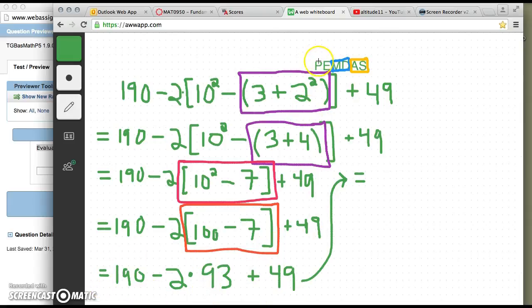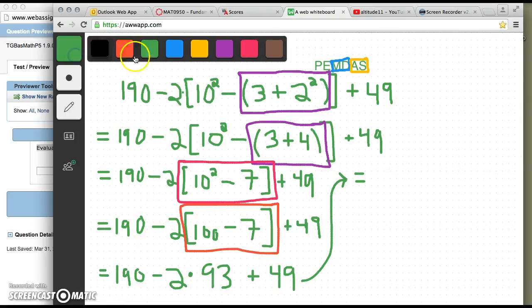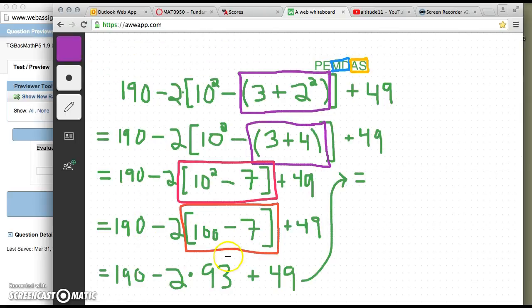So we come up here, are there any parentheses to take care of? No, we took care of both of our sets of parentheses. Moving on to exponents. Are there any exponents? Are there any numbers taken to powers? No, there are not. All right, so we move on to our next, which is multiplication or division. Is there any multiplication or division? And there is. We see that we have some multiplication. I'm going to go back to purple now. We have multiplication right here.